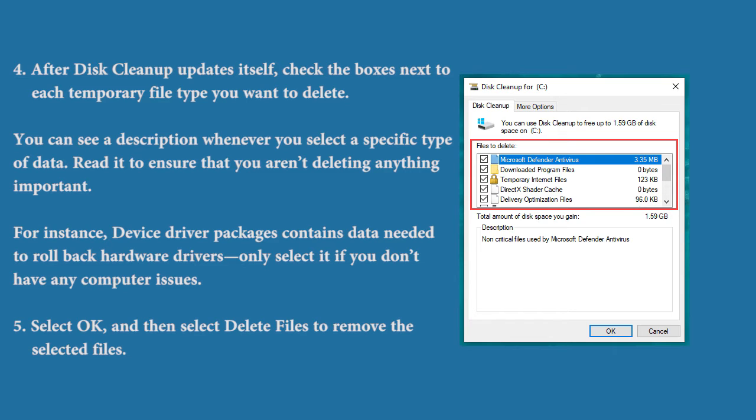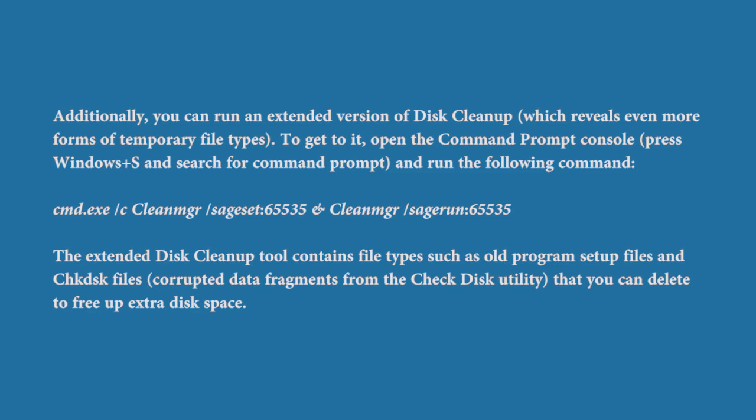For instance, Device Driver Packages contains data needed to roll back hardware drivers. Only select it if you don't have any computer issues. Select OK, and then select Delete Files to remove the selected files. Additionally, you can run an extended version of Disk Cleanup, which reveals even more forms of temporary file types. To get to it, open the Command Prompt console, press Windows plus S and search for Command Prompt, and run the following command. The extended Disk Cleanup tool contains file types such as old program setup files and checkdisk files, corrupted data fragments from the checkdisk utility, that you can delete to free up extra disk space.